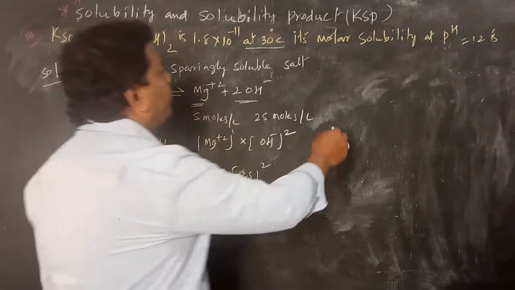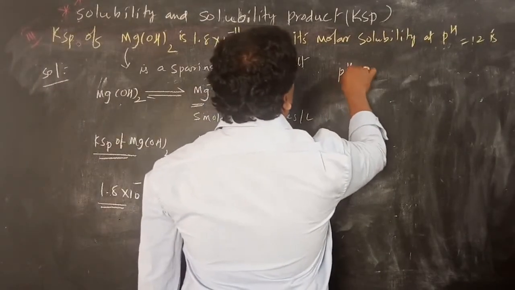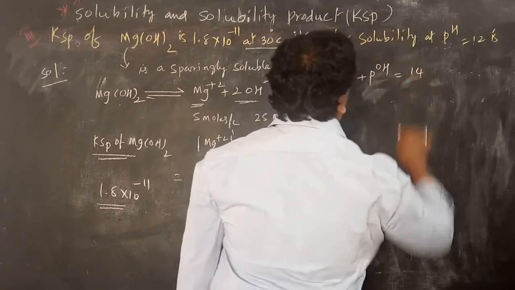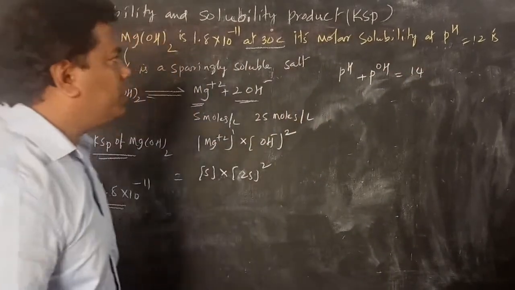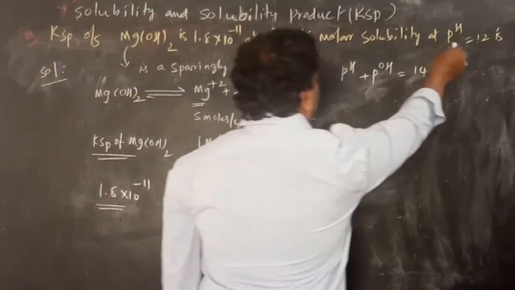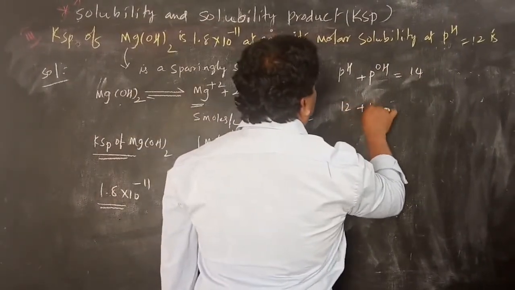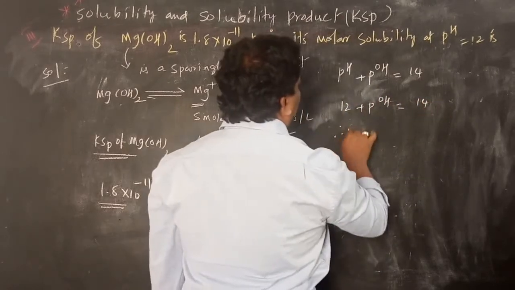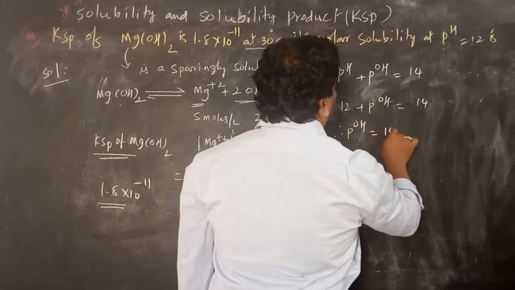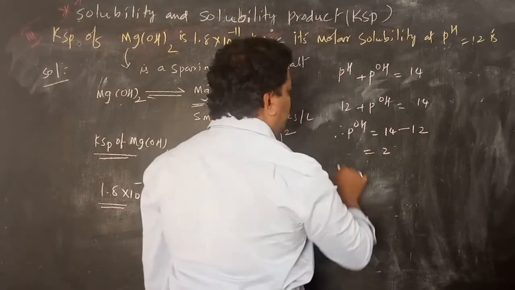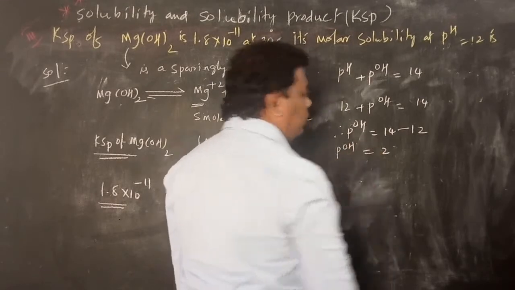So here we know pH plus pOH is equal to 14. pH is equal to 12, therefore pOH is equal to 14 minus 12, so that is equal to 2. So pOH is equal to 2.